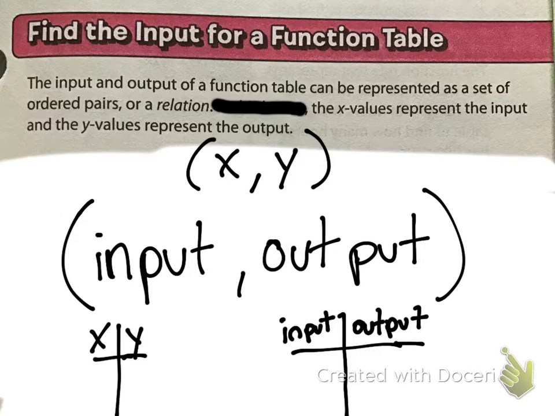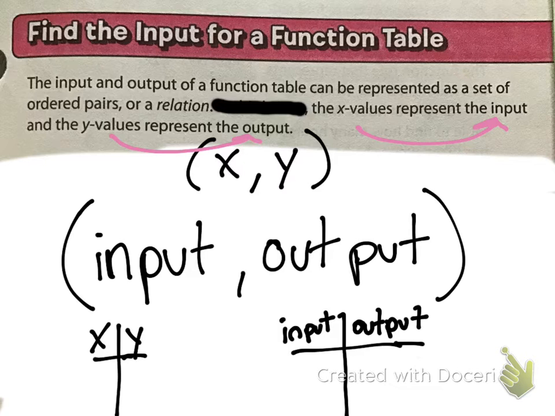Now, here's the thing. The input and output of a function table can be represented as a set of ordered pairs or a relation. The x values represent the input and the y values represent the output. So I want you to copy down this bottom part. So what I wrote, the ordered pair, x comma y. I also want you to write it down as input comma output.